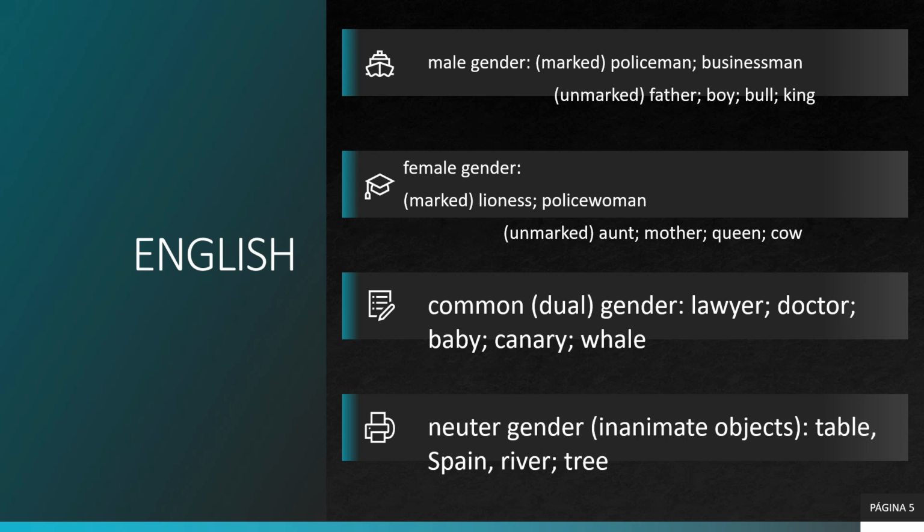Then we have the female gendered nouns, and as the male gendered nouns, this kind of gender may be either morphologically marked with the suffix ess, woman, and others, lioness, policewoman, or even morphologically unmarked, ant, mother, queen, cow. In English, we also have the so-called common or dual gender. And what are common or dual gendered nouns? They are those nouns having both genders at the same time. That is, there is no distinction between gender, and these kinds of nouns may be female or male nouns according to the context they are inserted. For example, nouns having common or dual gender are lawyer, doctor, baby, canary, whale. And then we have neuter gender. Neuter gender in English is always and only associated with inanimate objects. Table, Spain, river, tree.